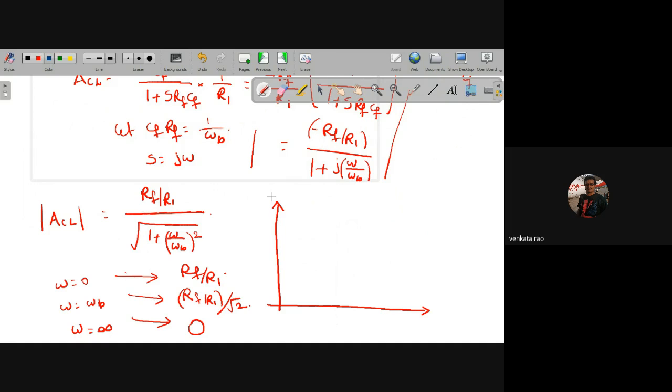So it is closed loop gain and frequency. At 0 frequency, it is omega B. Somewhere in between 0 it is. Now this is RF by R. So at 0 frequency its gain is RF by R1. At omega equal to omega B, I'm taking it as omega B.